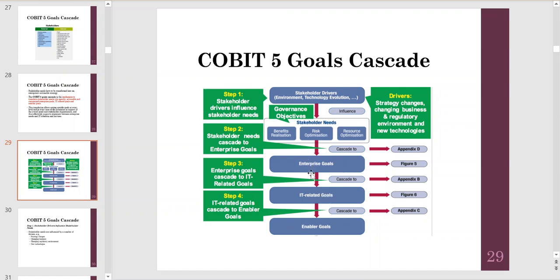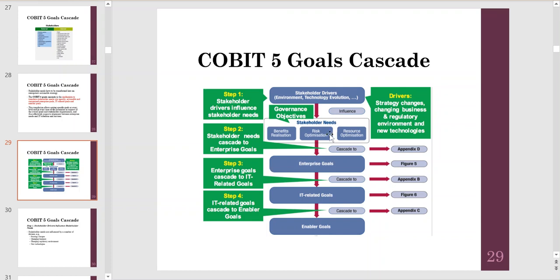Then the IT-related goals will be developed, which should be mapped to the enterprise goals. Again, COBIT defines 17 IT-related goals. Then finally we get the enablers. We have seven enablers, which should be mapped to the IT-related goals.